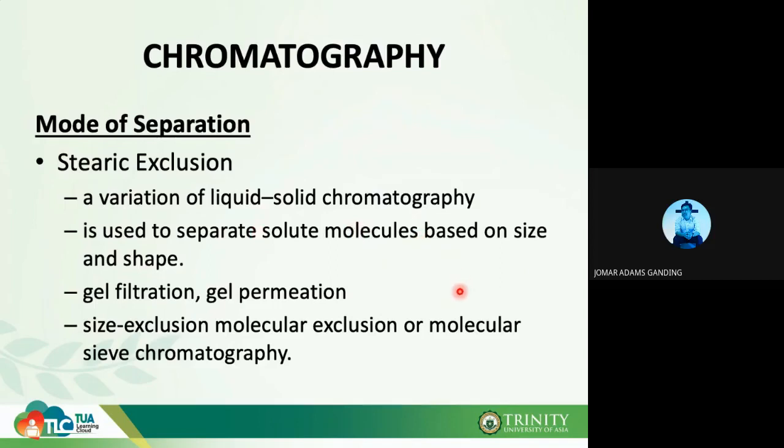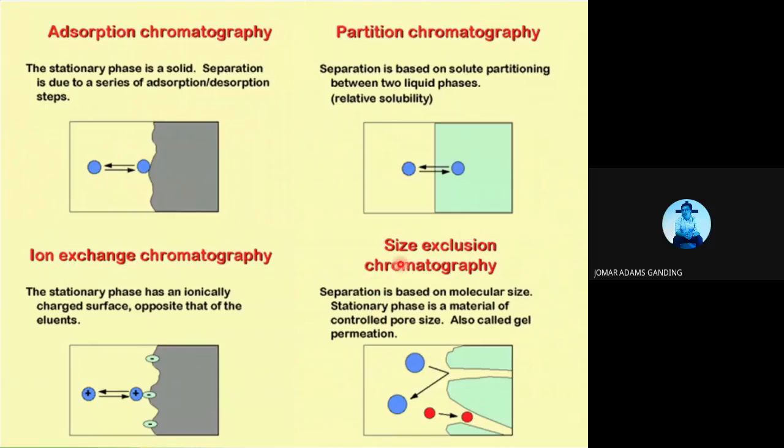Usually the solid stationary phase is a gel. So it is also known as size exclusion, molecular exclusion, or molecular sieve chromatography. Either size exclusion chromatography, molecular exclusion chromatography, or molecular sieve chromatography. How does it look like? It looks like this. This is your size exclusion chromatography. Can you see it? Chat box, can you please confirm?